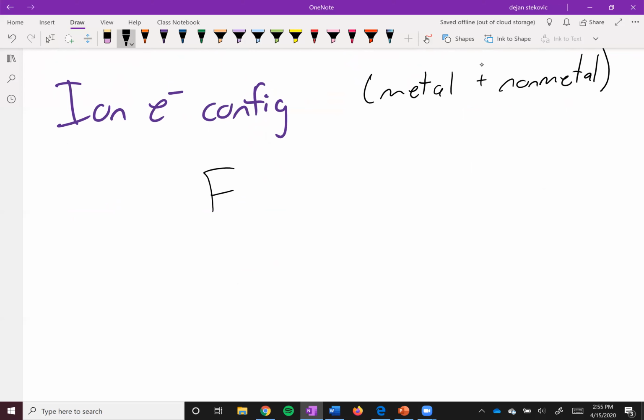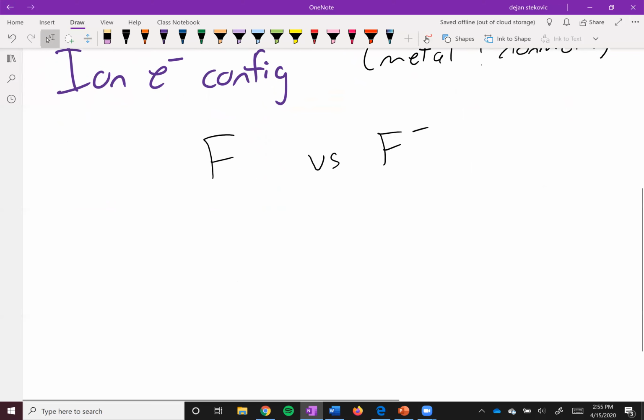So let's take a look at fluorine versus fluoride. The first thing you're thinking is, what's the difference? The difference is this negative charge. Think about what a negative charge means. Does that mean it's gained or lost an electron? Well, electrons are negative, so if it has a negative charge, it gained an electron.